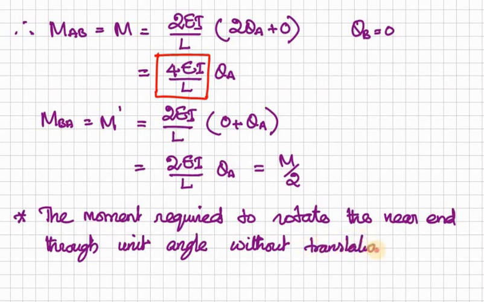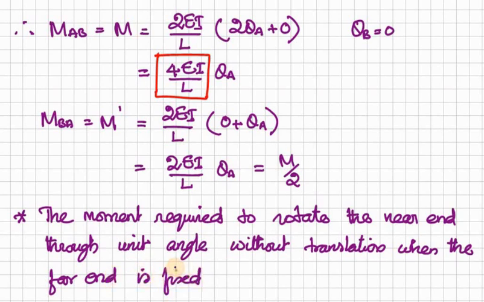So the moment required to rotate the near end through unit angle, that is theta A, theta equal to 1, without translation, when the far end is fixed, is 4EI by L.